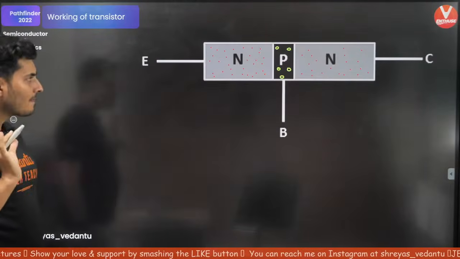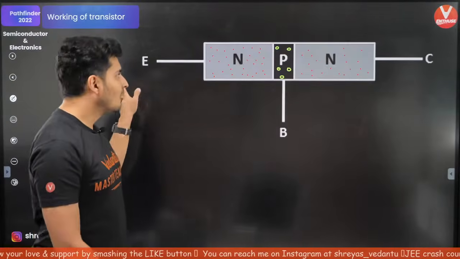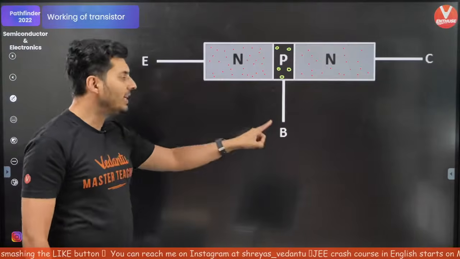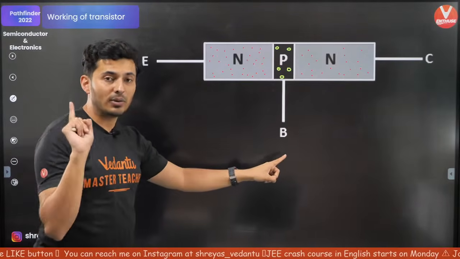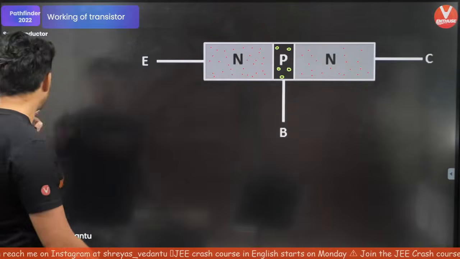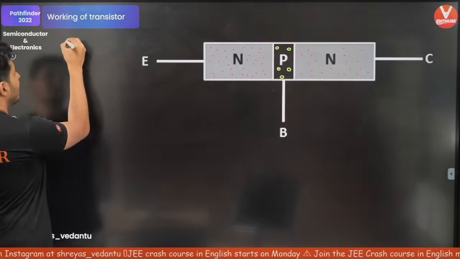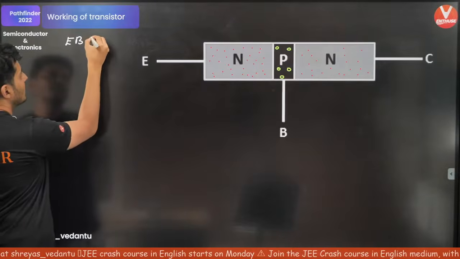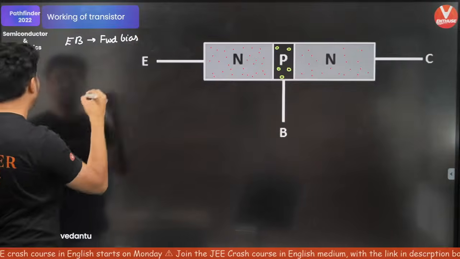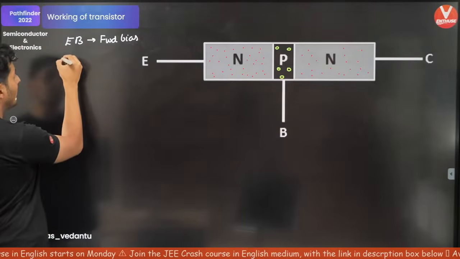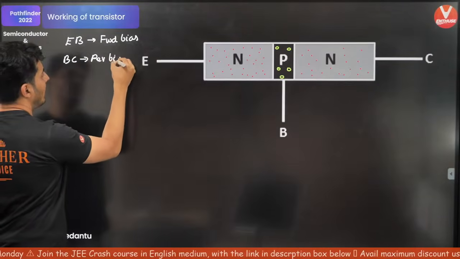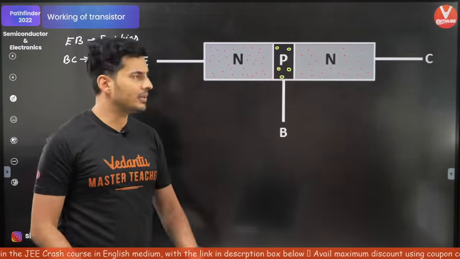Got it? Now, the most important thing when you operate a transistor is that make sure that your emitter base junction is always forward bias and base collector is always reversed bias. So I'll write it down for you guys. The emitter base junction should be in forward bias to make it operate properly, and your base collector junction should be in reverse bias. Let's see now what happens.